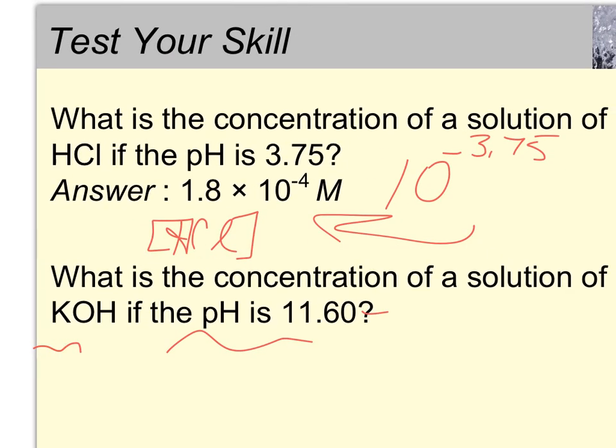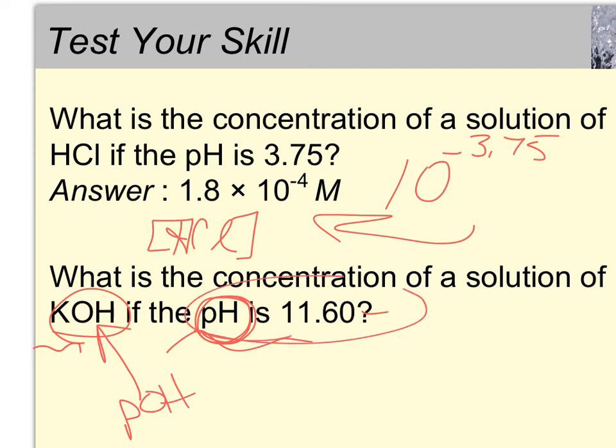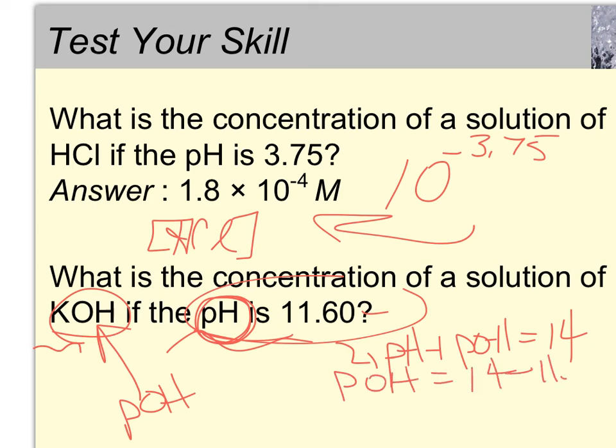There we go. A little bit of discontinuity here because the problem is giving you a pH value, but the substance is KOH. So since you're trying to get to KOH, I would rather be working with pOH. So let's get this pH in terms of pOH first. Remember, pH plus pOH equals 14. So pOH will be 14 minus 11.60, which is 2.40.